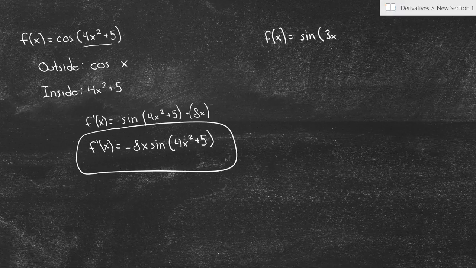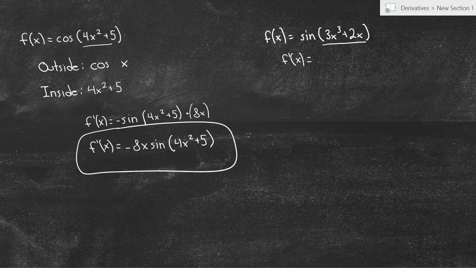So let's do sine of 3x cubed plus 2x. Okay. Now I know, well, whenever I have trig, my outside function is always the trig function, and my inside is always what is inside, what I'm evaluating of the trig function. So that's going to be the inside function. And so first, what I do is I take the derivative of the outside.